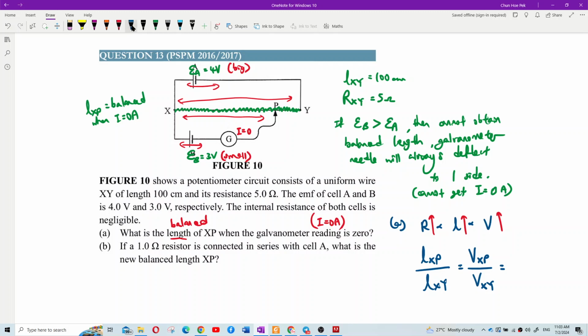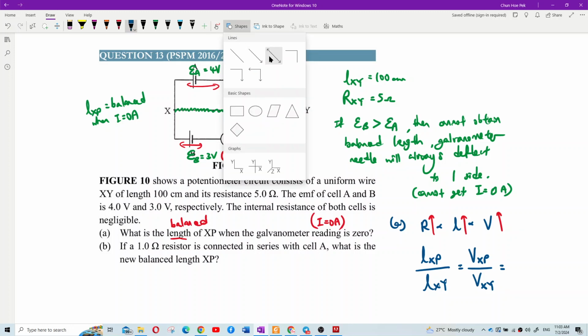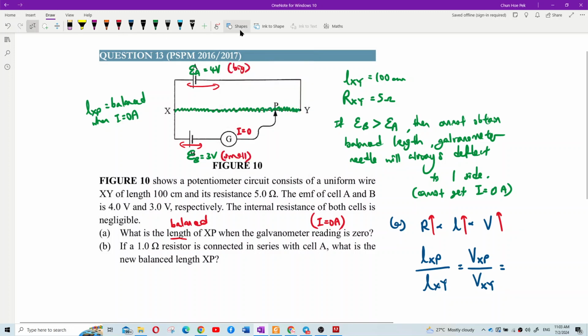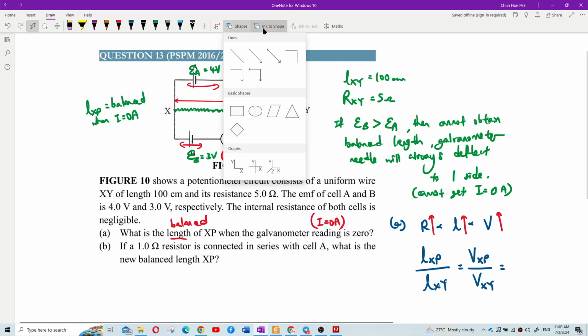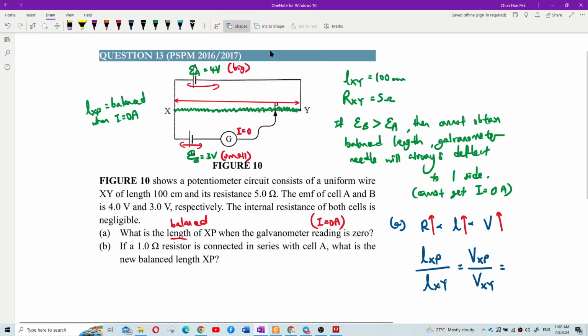Okay. Let me. Whoa, I'm dizzy. I'm dizzy. Ini dia, ya, voltage XP. Oops, what I'm doing? I'm blur already.